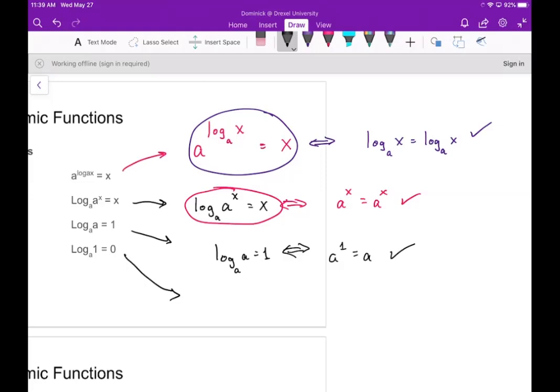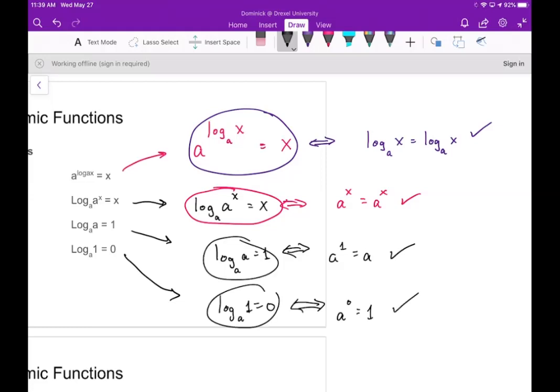And then for the last one, we have log base a of 1 is equal to 0. And if we convert this, we get a to the 0 is equal to 1, which of course is true, right? So these are all statements that we can show to be true by using their opposite form, whether that's exponential or logarithmic form.